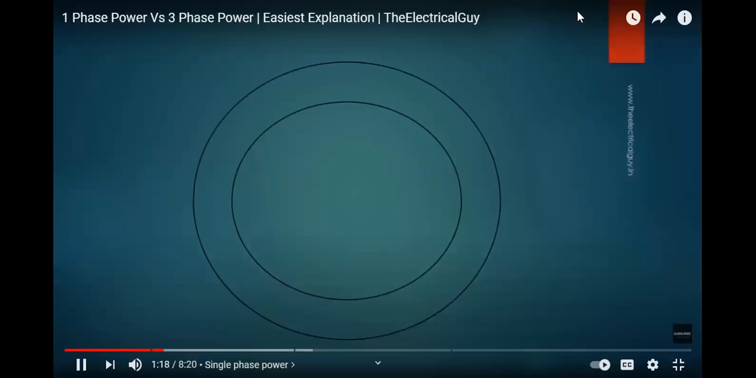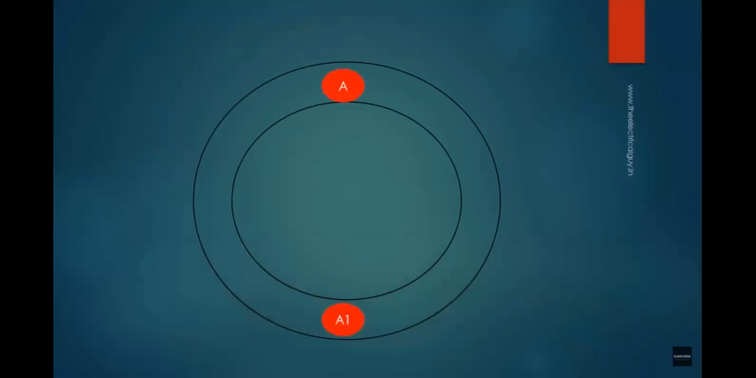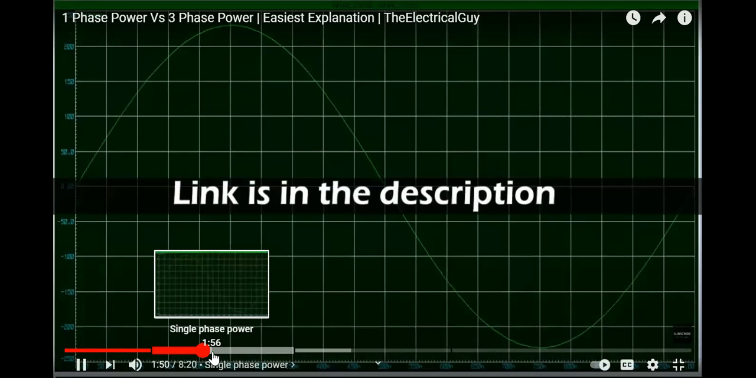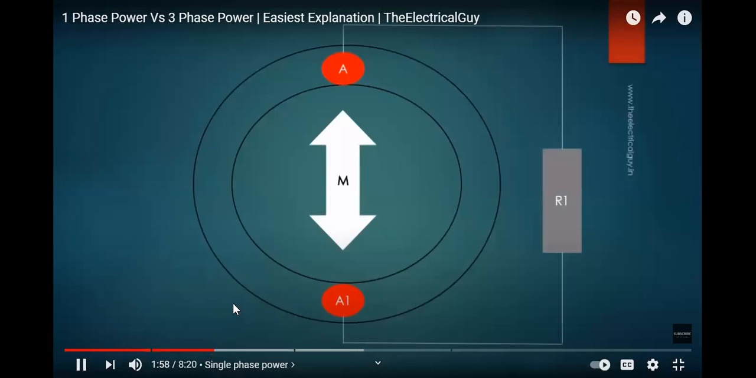So, consider that we have a generator with one winding which has two terminals A and A1, and a permanent magnet which is rotating inside the generator and which is driven by some external source like a turbine. When this magnet will start rotating, a sinusoidal voltage will get induced across the terminals of this winding. By the way, if you want to know why only the sinusoidal wave is generated, I have a separate video on that. You can watch that video to get more details. Now connect a resistor across the terminals of the winding.